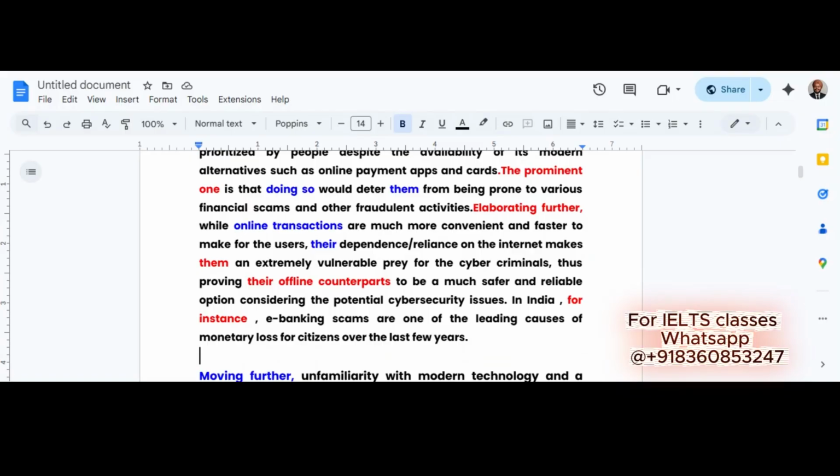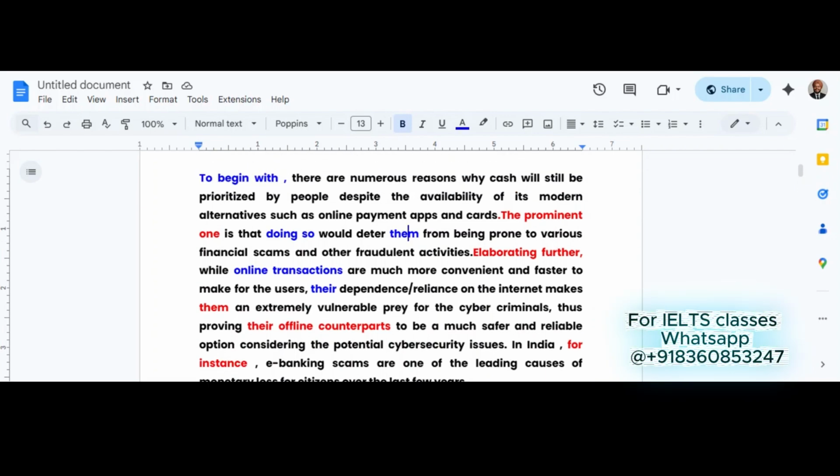In India, for instance, e-banking scams are one of the leading causes of monetary loss for citizens over the last few years. So this is one of the examples. Because of the online transactions, a lot of people are becoming prone to fraud and online scams. So this is it. Okay, this little change can make a lot of difference.